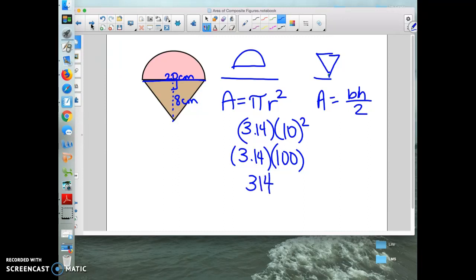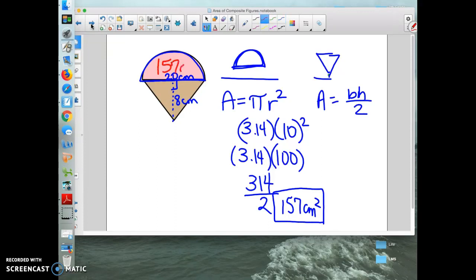Now, that would be great, except this is not a whole circle. It's only half of a circle. So we take that and divide it by 2 because we have this semicircle right here. So 314 divided by 2 gives us 157 centimeters squared. Now that is the area of the half circle, so I'm going to put that right here. This is 157 centimeters squared.